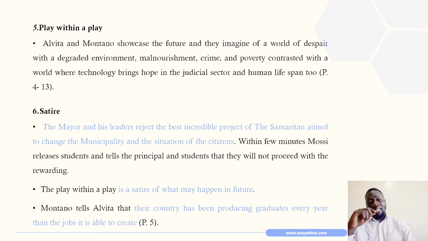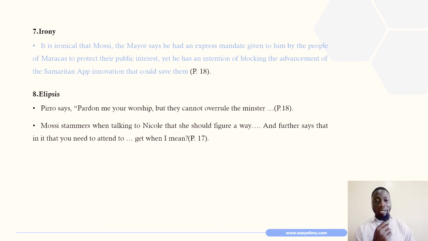So Montano also tells Alvita that their country has been producing graduates every year that are more than the jobs it is able to create. So that also we can talk about the theme of unemployment or education. We have very many graduates, but they are unable to be absorbed in the job market.